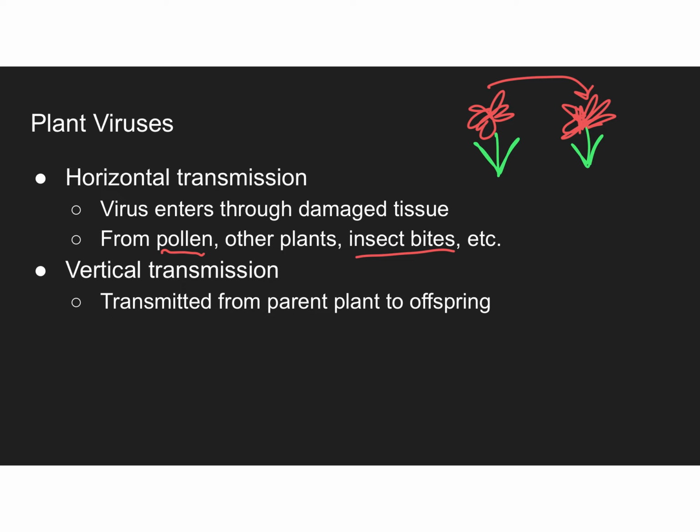Now, vertical transmission has to do with the plant that passes the virus onto its offspring. So this could be something like forming seeds that fall to the ground, and now that seed is carrying the virus with it. Or it could be that part of the plant breaks off and is propagated, and the new plant that is made from that also has the virus.